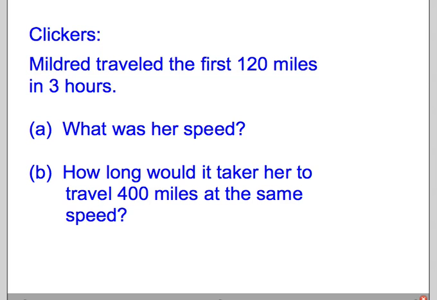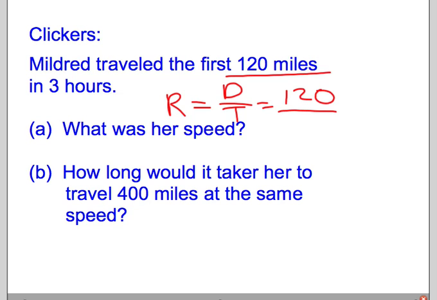Mildred traveled the first 120 miles in 3 hours. What was their speed? Speed is rate. Rate is distance over time. 120 is the distance. First 120 in 3 hours. 12 divided by 3 is 4, so 120 divided by 3 is 40, and we're talking miles per hour. It's a rate. It's a speed.